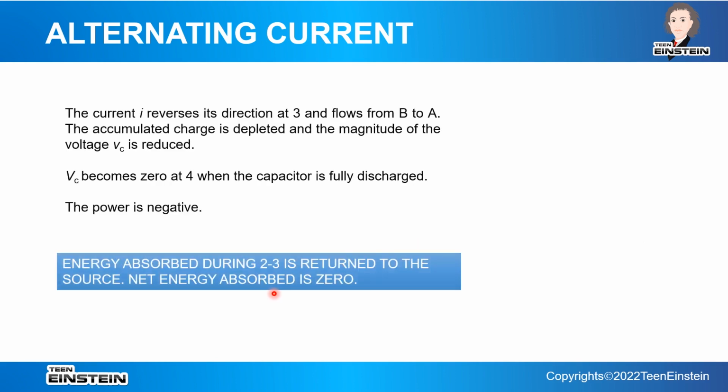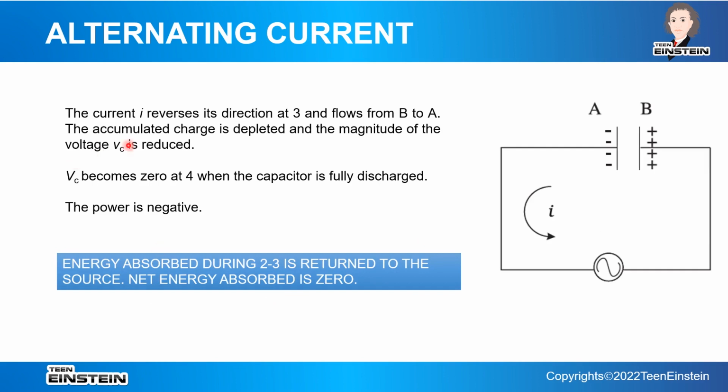Again, what happens in the last 1 by 4th of the cycle? Now the current reverses its direction. It flows from B to A. When the current is flowing from B to A, the accumulated charge is depleted and the magnitude of the voltage VC is reduced. Now the capacitor is fully discharged and VC becomes 0 at 4. So now the power is negative because the energy absorbed is returned to the source. So the net energy absorbed is 0. That's what we talked about already: the average power is 0.